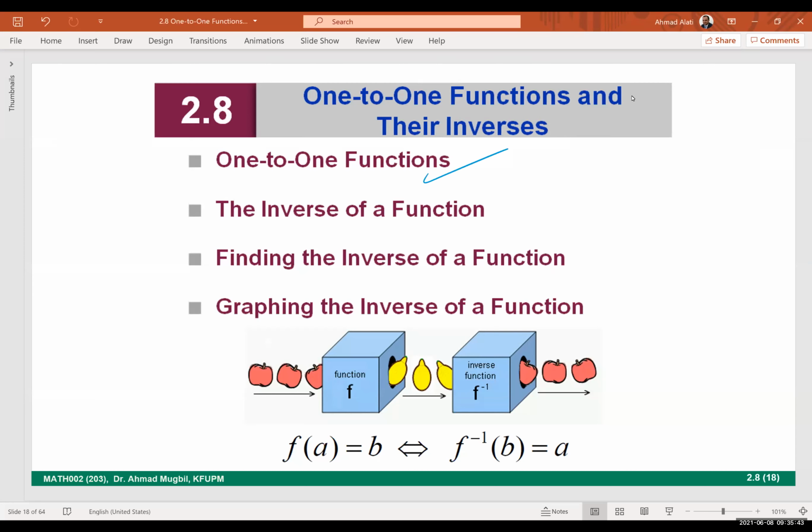Do you know how to know if it is a one-to-one function or not? What is the inverse? What is really the inverse? Where does it come from? What is the definition of the inverse? And how to find the inverse? I think we have achieved these objectives in the previous classes. Today, inshallah, we will see how to sketch the graph of the inverse and how to obtain it from the graph of the function itself.